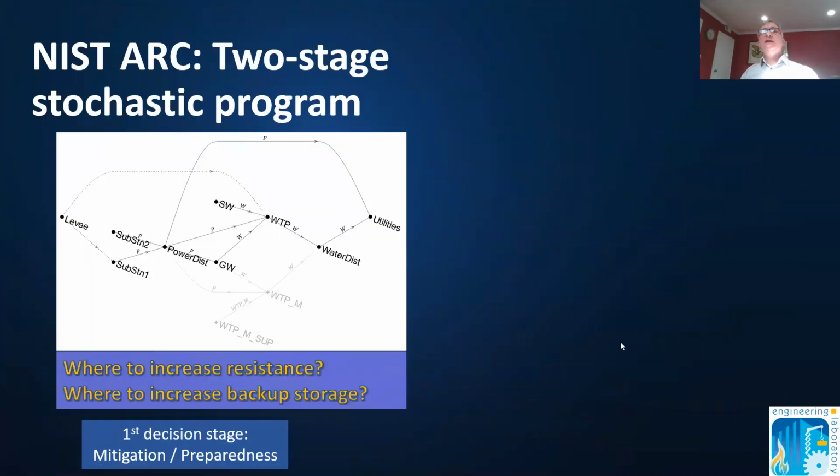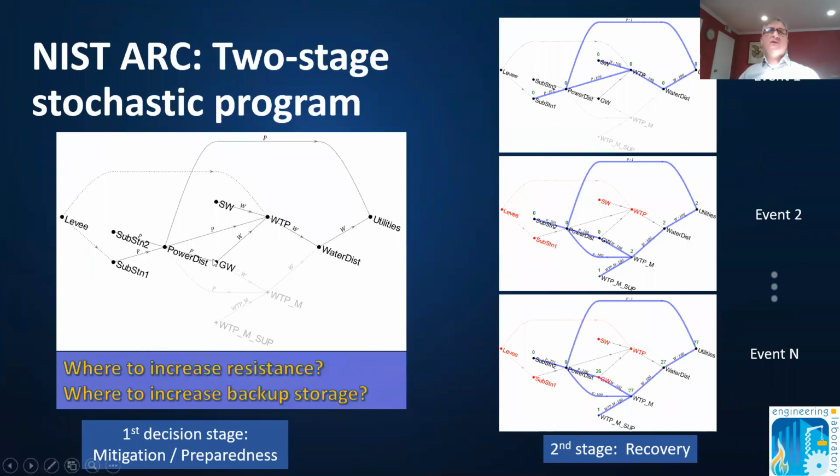I did want to emphasize that it is a two-stage program. So the first stage is where to increase resistance and where, across this network, to add backup storage. And then you have your recovery costs. And of course, if you're taking mitigation actions such as increasing resistance, you'll have a better outlook for a range of events. So the overall problem is we can have cost constraints and recovery time constraints, but the decision problem is where to add resistance and increase backup storage.